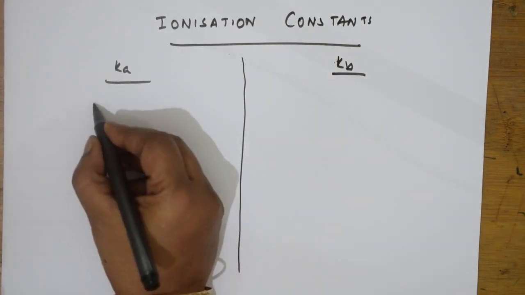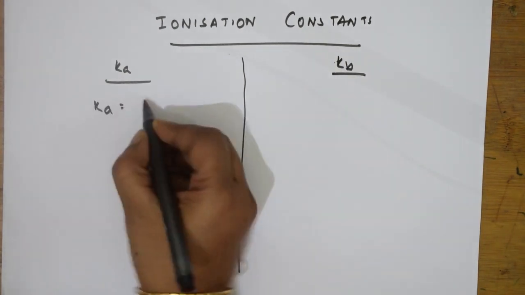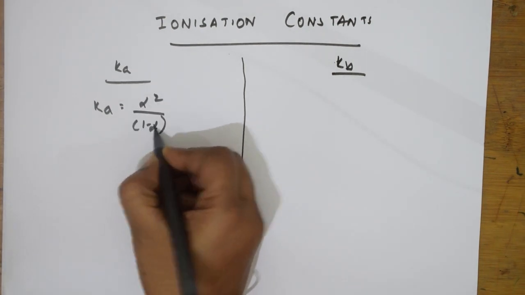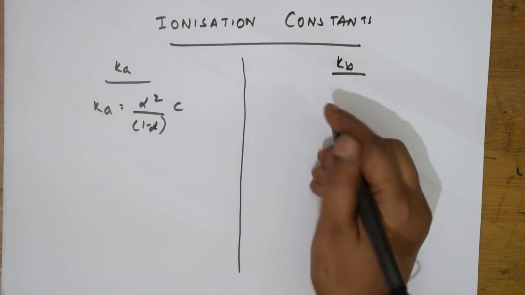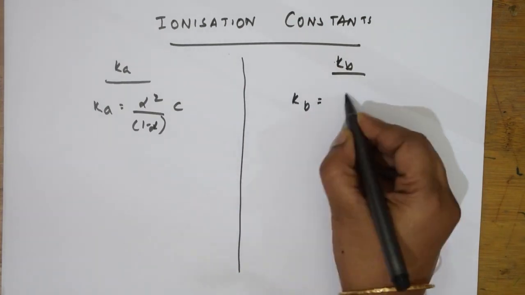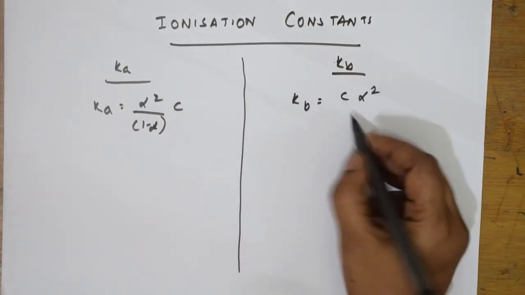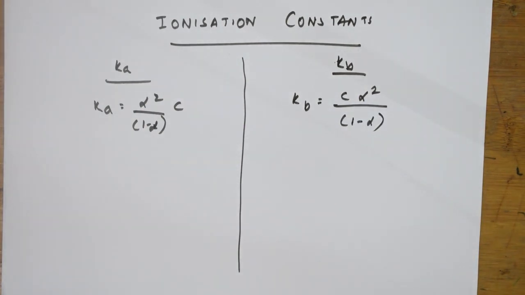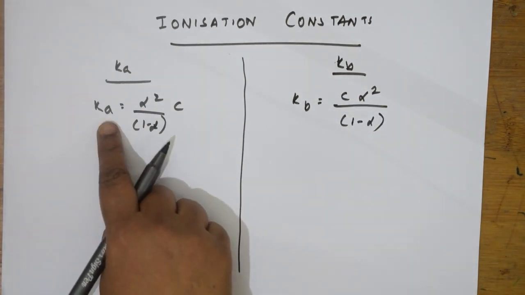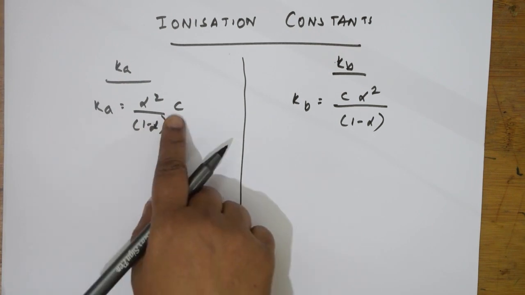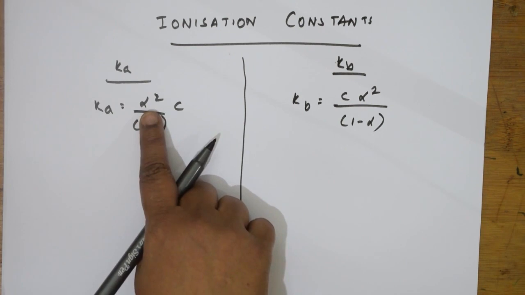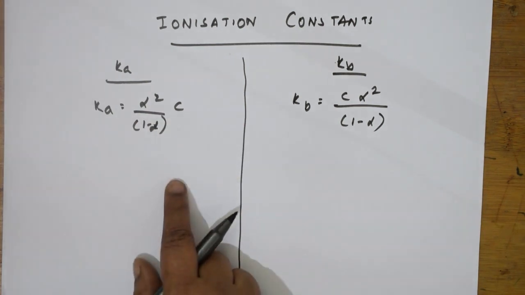What is the formula which we've written already? K is equal to alpha square by 1 minus alpha into C. If I take a base, Kb is equal to C alpha square by 1 minus alpha, the same thing. Here K is the ionization constant of an acid, C is the concentration, and alpha is the degree of ionization. Here also it's the same.